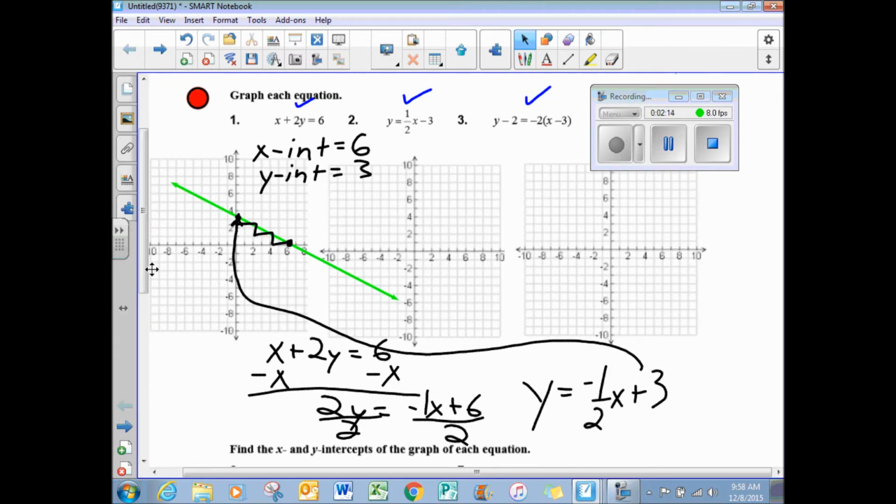All right. Number 2, what's our y-intercept? Negative 3, because this is in form y equals mx plus b. What is in the b spot? Negative 3. Now we just graph the y-intercept and then rise over run. Rise over run. Okay, we're just going to adjust that a little bit.